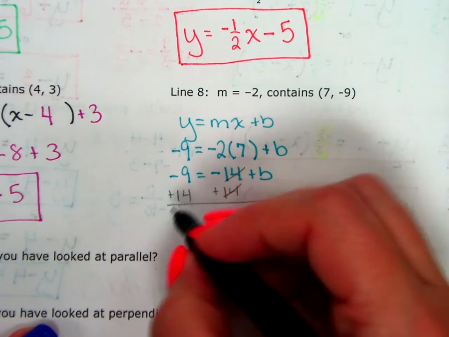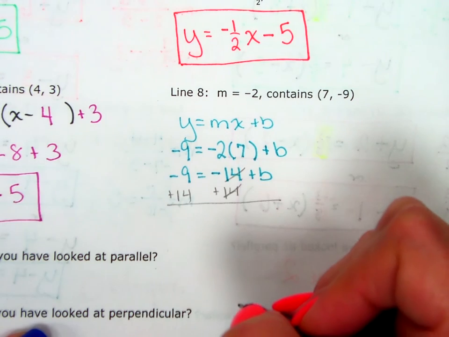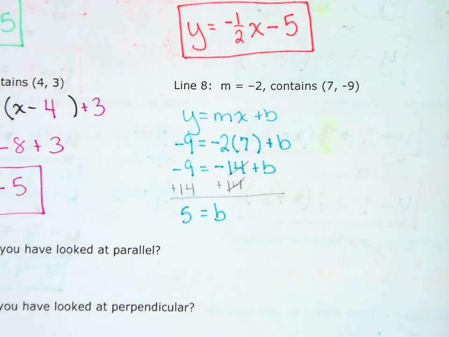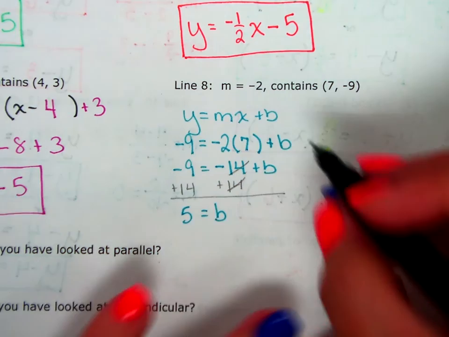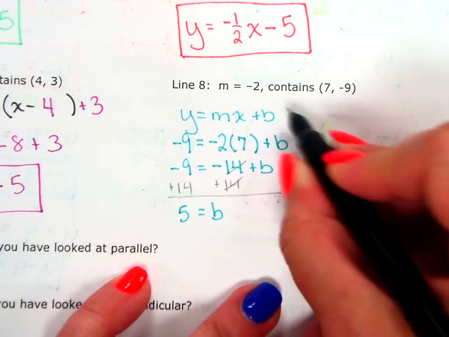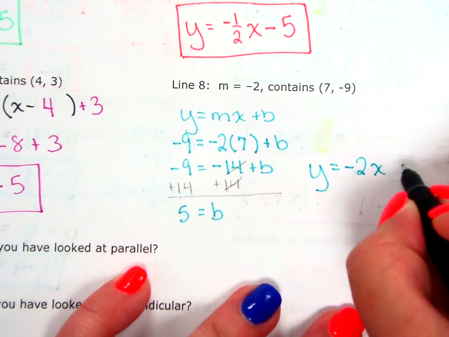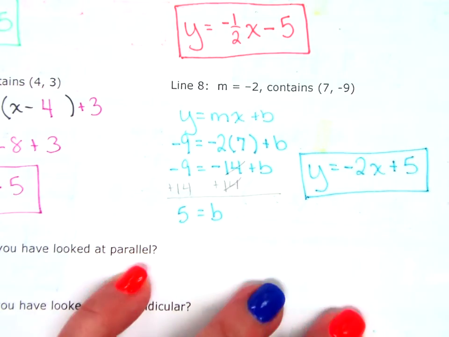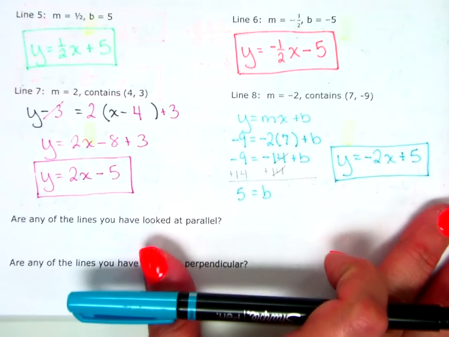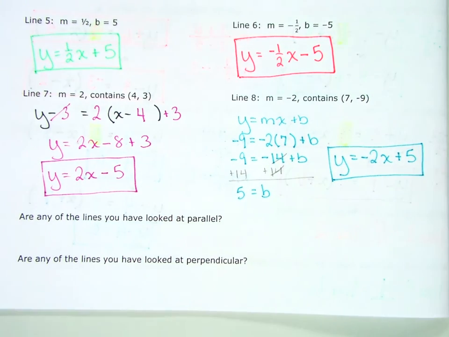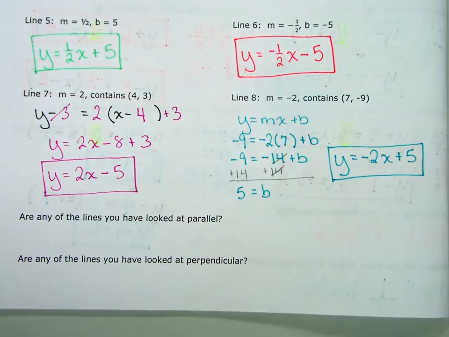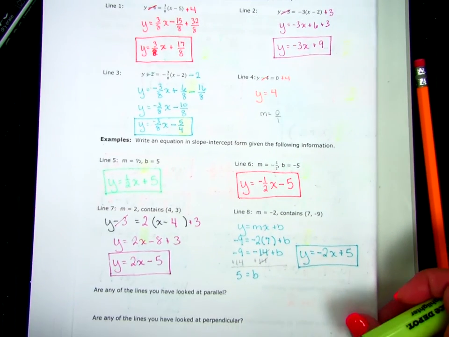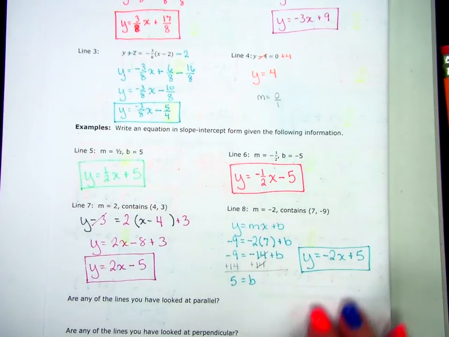Add 14 to both sides. Negative 9 plus 14 is 5. So now I know my slope is negative 2. My y-intercept is 5. I can write y equals mx plus b. So both of those systems will work, both like we did on number 7 and both like we did on number 8. They'll both work every single time. Okay, good. Now you have 2 ways to do it. You only have to do it once.